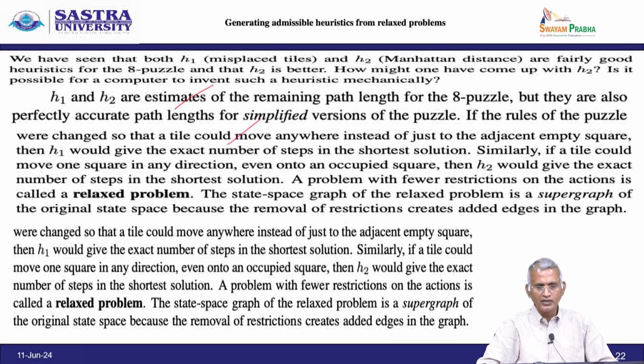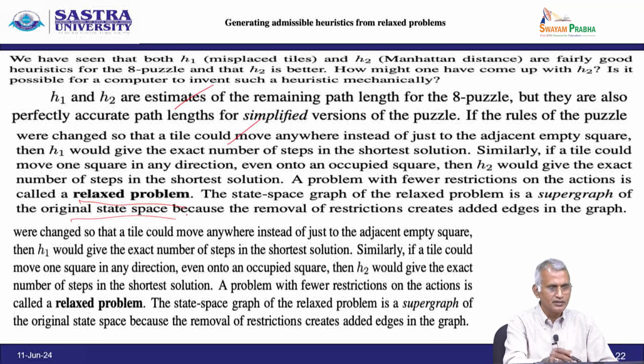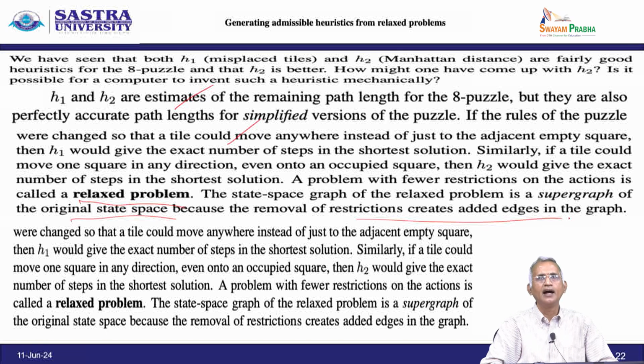So, a problem with fewer restrictions on the actions is called a relaxed problem. The state space graph of the relaxed problem is a supergraph of the original state space, because the removal of restrictions creates added edges in the graph. If the rules were changed so that a tile could move from anywhere instead of just to the adjacent empty square, then H1 would give the exact number of steps in the shortest solution.